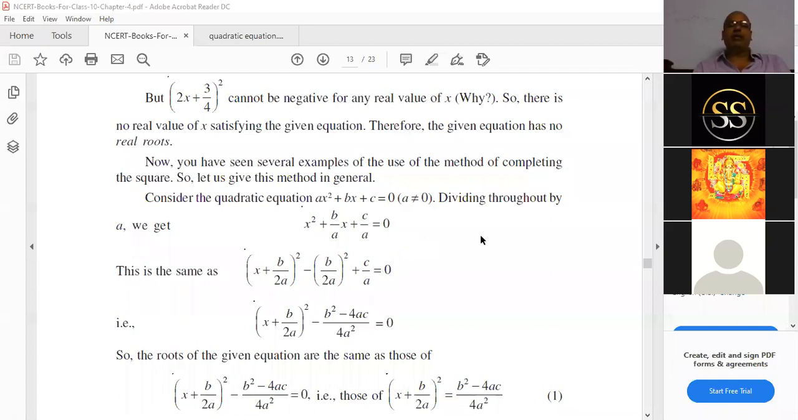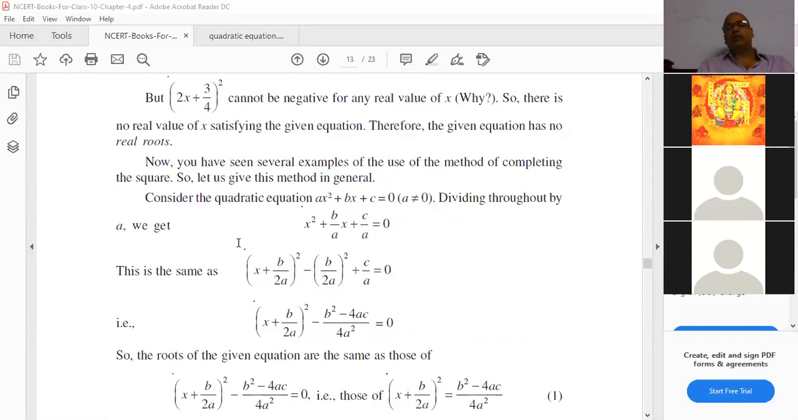You write on a paper. Take a rough paper and write. Now, once again, I'm telling that step. x whole square plus 2 of x into B by 2A, where B means B by 2A, plus B by 2A whole square minus B by 2A whole square plus C by A equal to 0. That's the step that is not there.